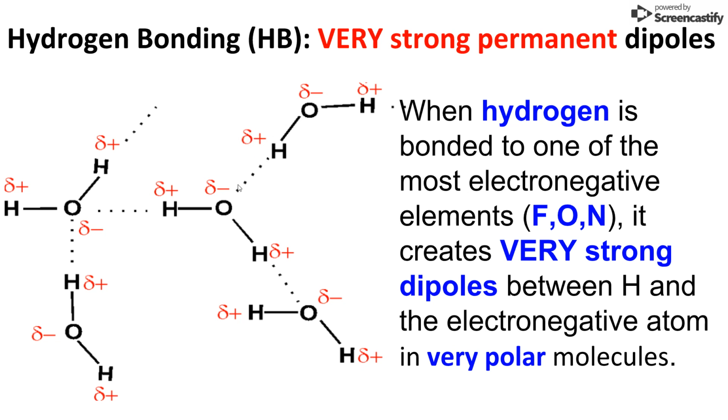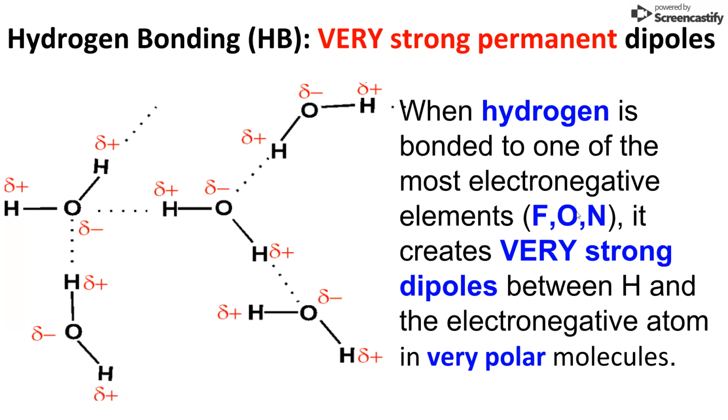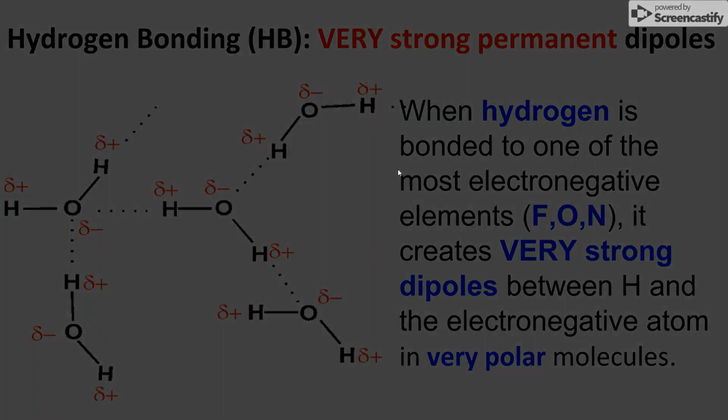Therefore, the intermolecular forces, because the charges are stronger, are going to be even stronger. And so that's why hydrogen bonding is really for polar molecules, but even more for the very polar molecules, where you have hydrogen attached to F, O, or N.